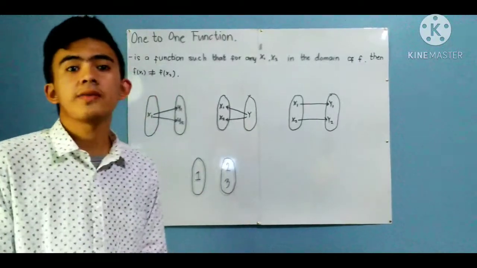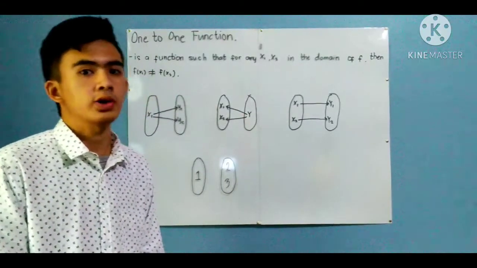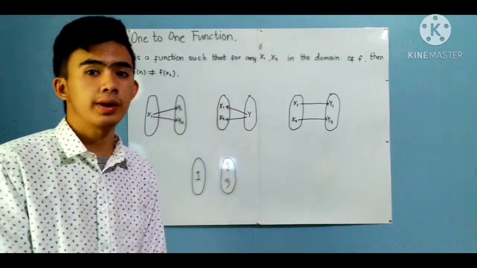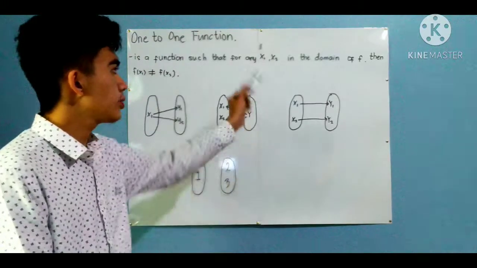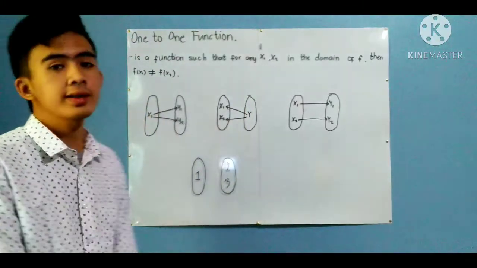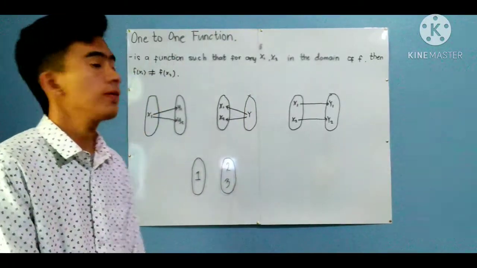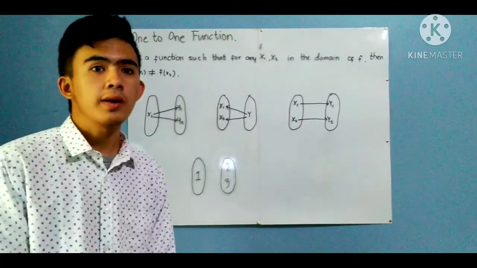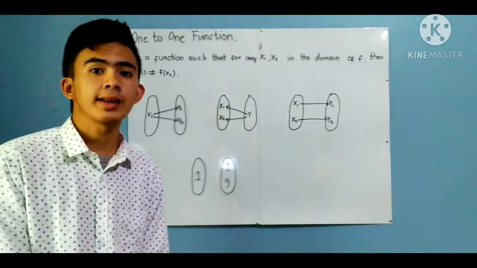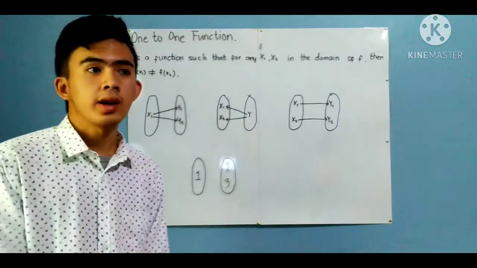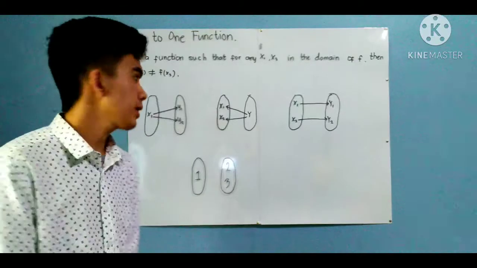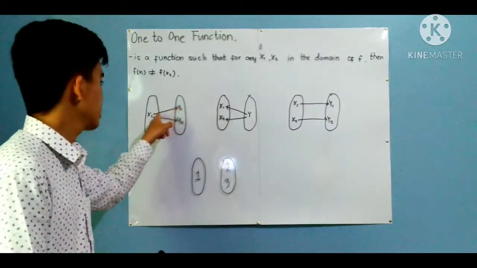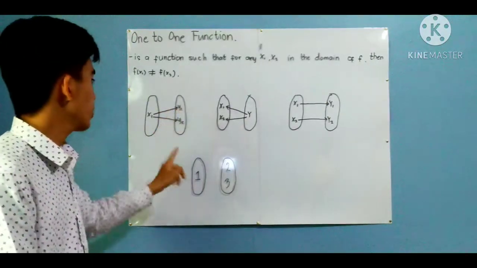Let us define first what a one-to-one function is. A one-to-one function is a function such that for any x sub 1 and x sub 2 in the domain of f, f of x sub 1 is not equal to f of x sub 2. Ang ibig sabihin ng one-to-one function ay every element of x kailangan naka-pair siya sa isang element of y. Hindi siya pwedeng, let's say for example, itong x sub 1 naka-pair siya sa dalawa, which is the y sub 1 and y sub 2.